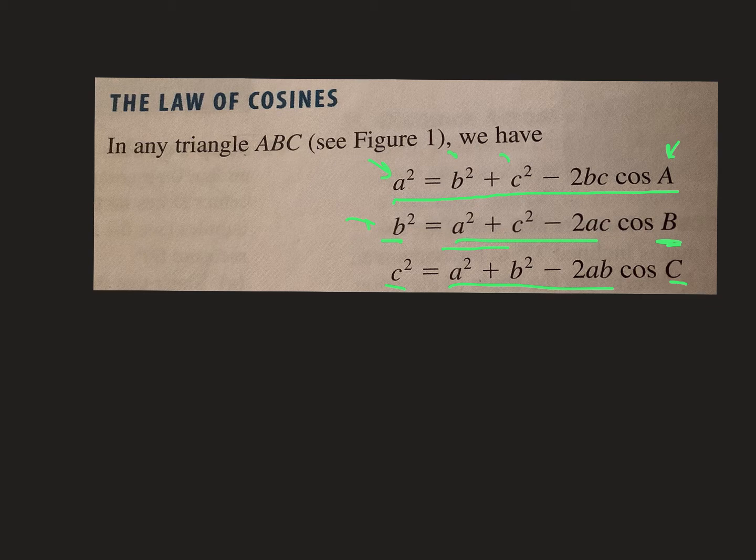Okay, there's law of cosines. It depends on what you're looking for. If you're looking for A or B or C, which one you use. If you're looking for angle A, use this one. Angle B, that one. Angle C, this one. And I'm going to show you 2 or 3 examples. Hopefully that does it for you.